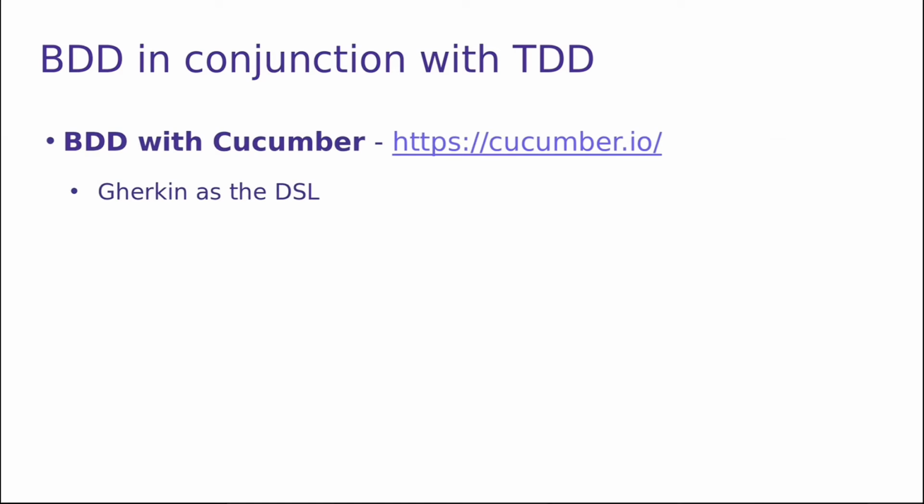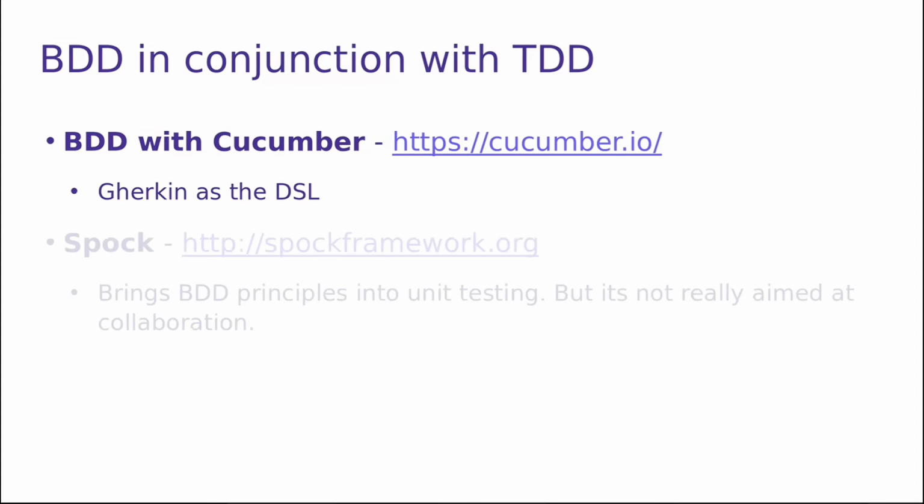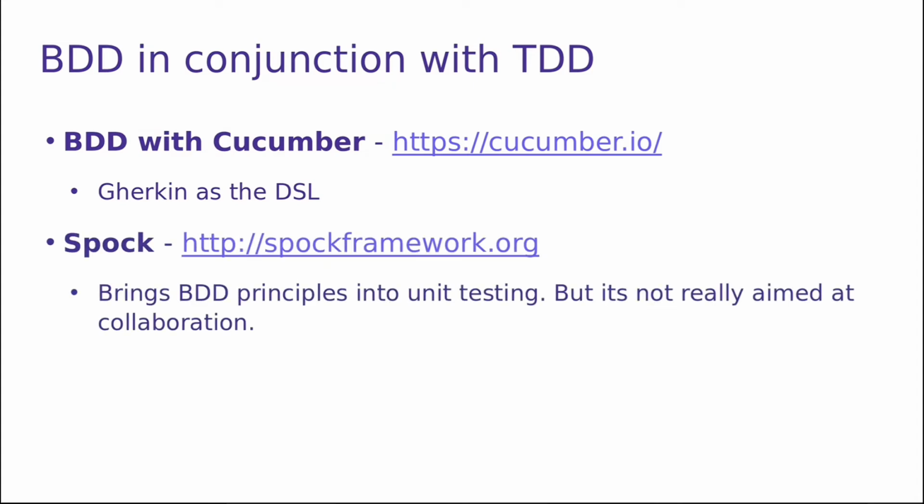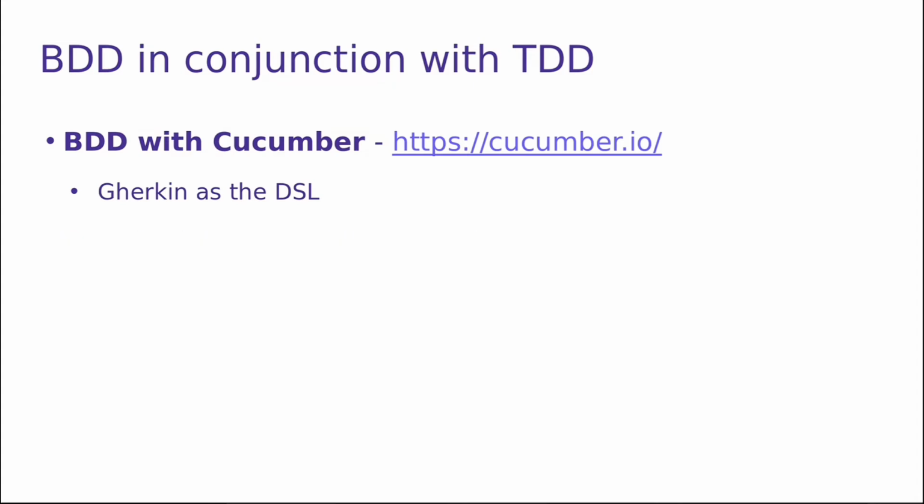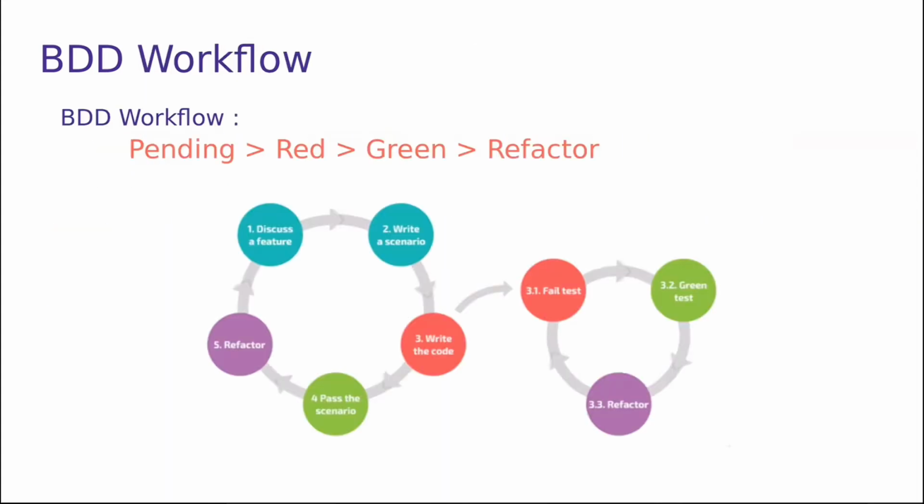Today we are going to look at implementing BDD with Cucumber. And Gherkin is the domain-specific language Cucumber is using. With that, we are using Spock to spin off the unit test cycle, so that you would know how to use them in conjunction, and you'll see why it's easier.